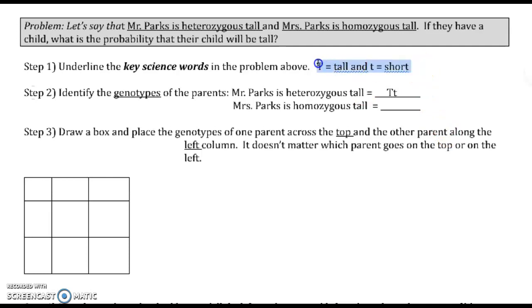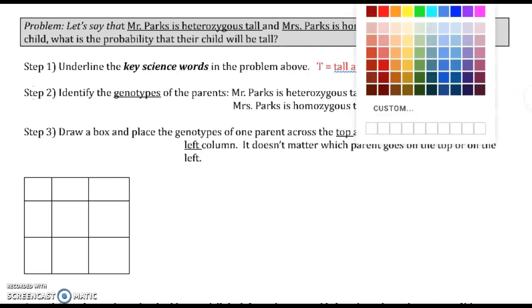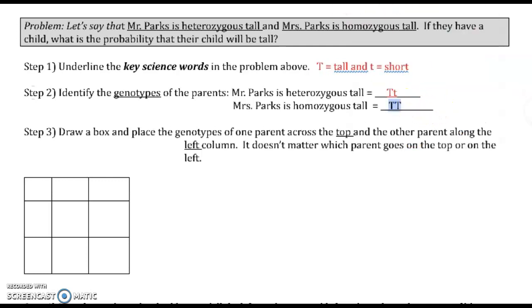Sometimes in the problem it doesn't tell us, so we might have to make assumptions, and that's what makes these problems difficult. So Mr. Parks is heterozygous. It's easy because heterozygous is capital T, little t, right? Mrs. Parks is homozygous tall. So that means it's going to be capital T, or little t, and because it's tall, it's going to be two capital T's. Okay? So the first step is to underline, to try to figure out what the genotypes are. Also, what is the problem asking for? But usually we tend to worry about that after the Punnett square is drawn.